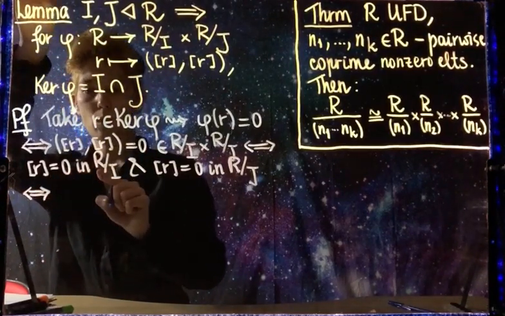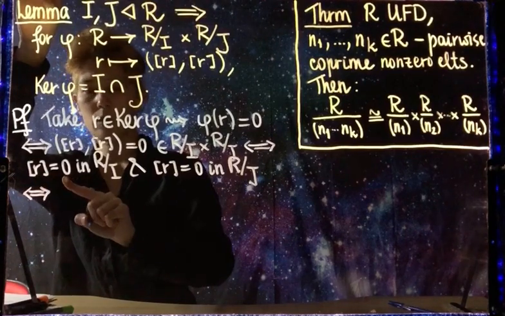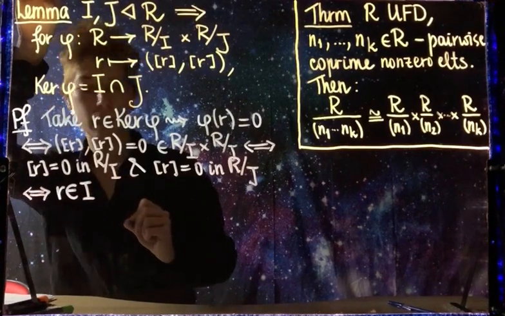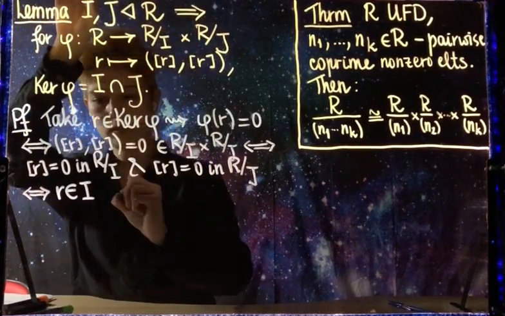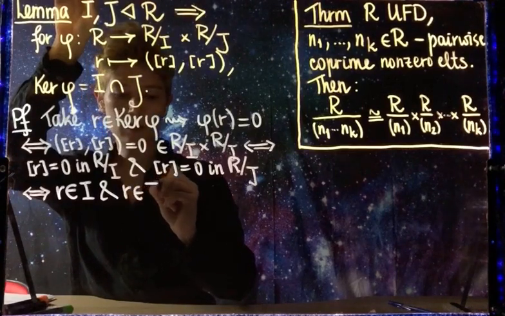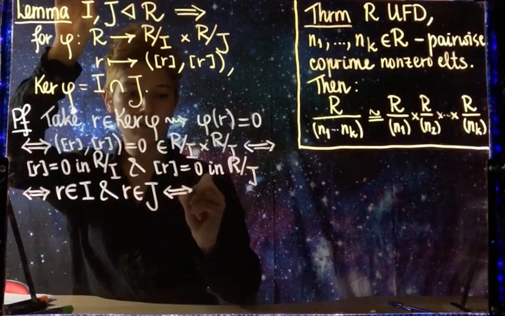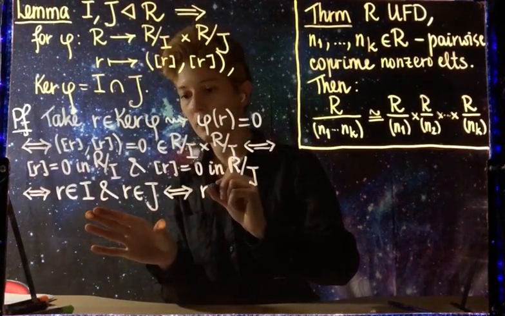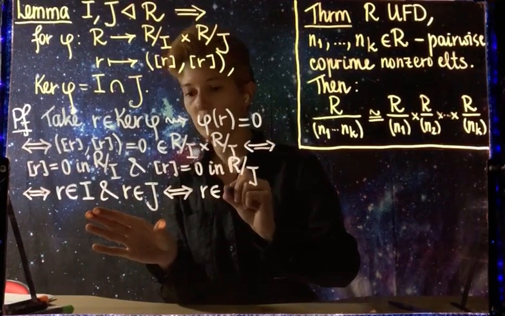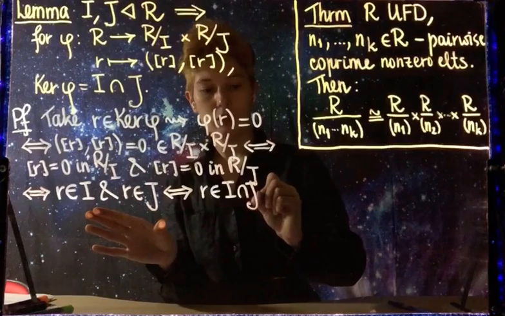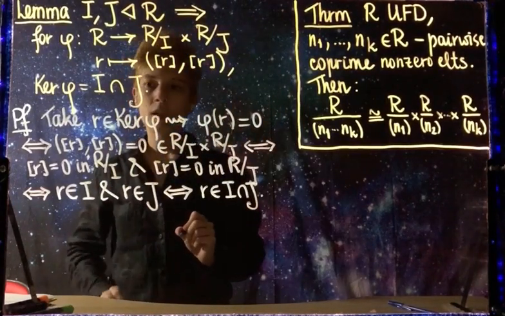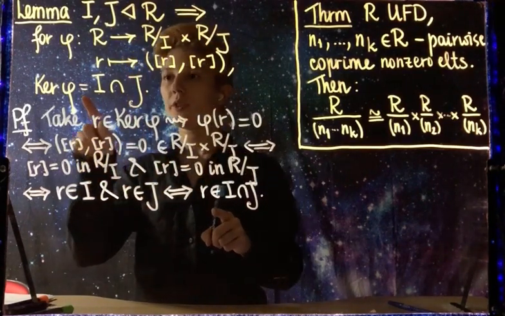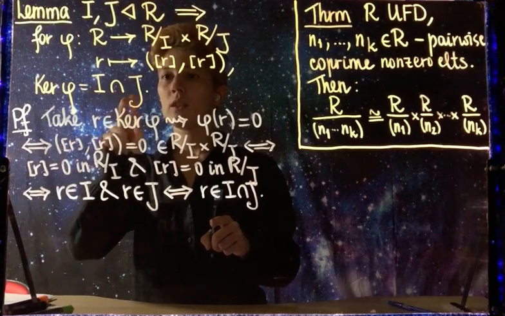By the construction of the quotient ring, we know that R equal to 0 in R mod I means that R is an element of I. And similarly for this part, we get that R is an element of J. And this is exactly the definition of set intersection. So it means that R belongs to the intersection of I and J. And so we proved that whenever we take an element in the kernel, it lies in the intersection of these ideals.